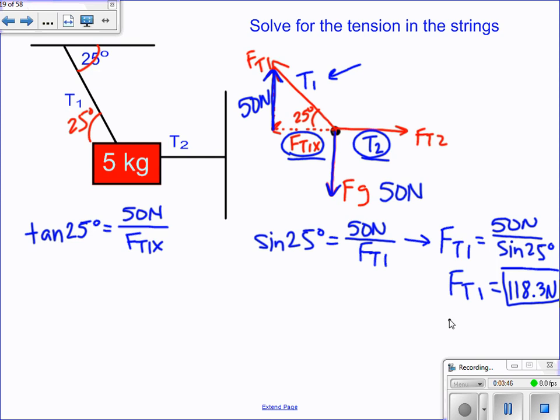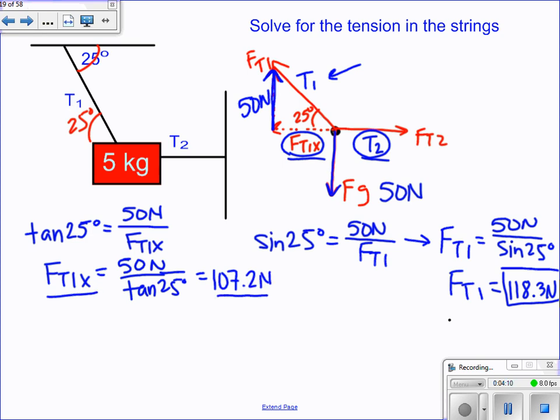So if I rearrange this equation, force tension 1 in the x direction is equal to 50 newtons divided by tangent of 25 degrees. So 50 newtons divided by tangent of 25 degrees comes out to be 107.2 newtons. And since force tension 1 in the x is equal to 107.2 newtons, that also means that force tension 2 is also equal to 107.2 newtons.